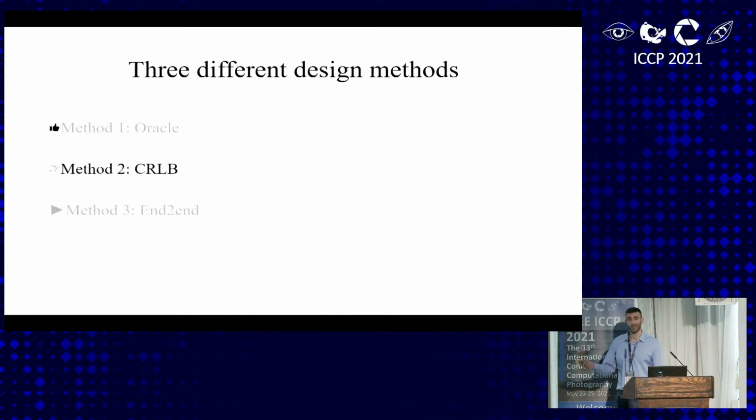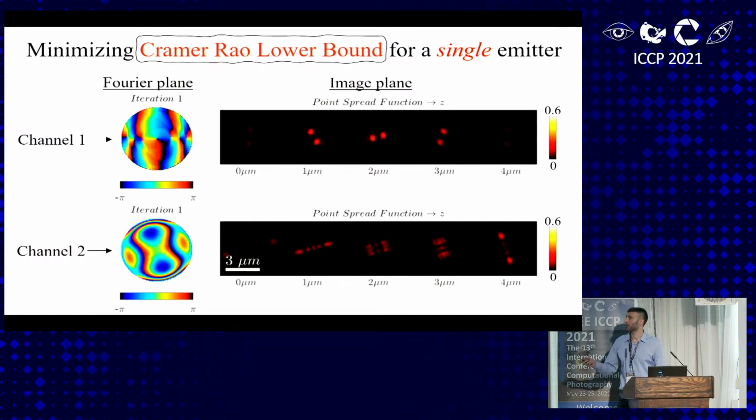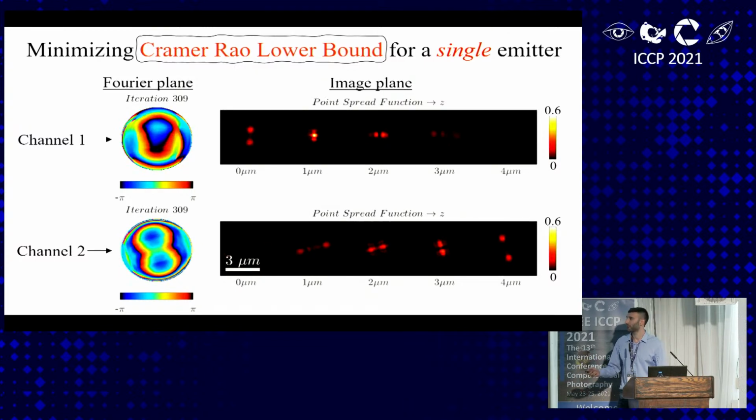Moving on to method 2, we take an estimation theory point of view. Specifically, we minimize the Cramer-Rao lower bound for a single emitter position estimation. So here you see the phase mask being updated in the Fourier plane and the PSFs being updated in the image plane. And as you can see, this is the stable local minima of this optimization.